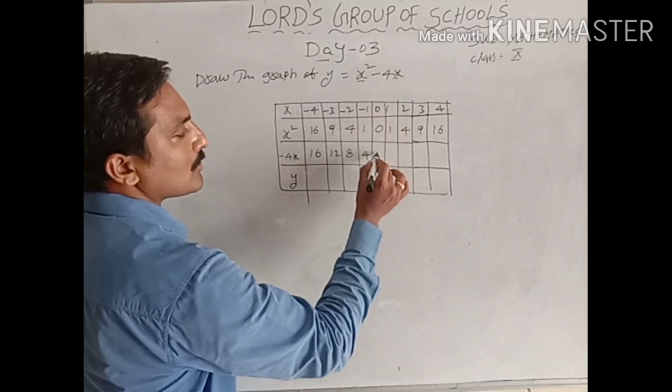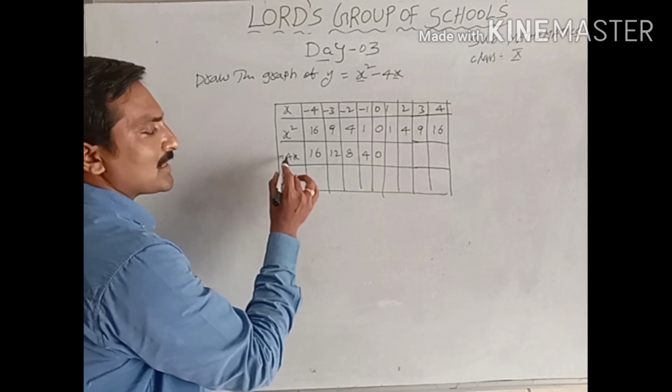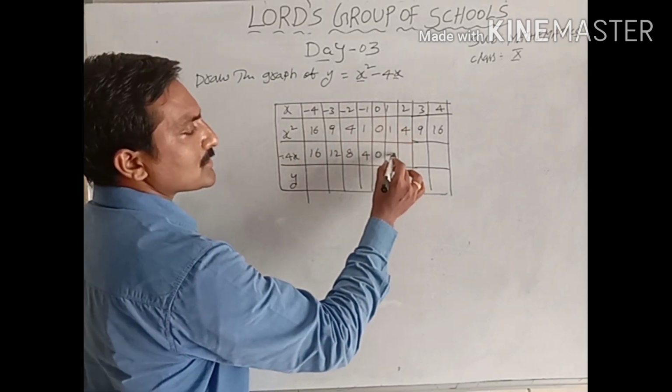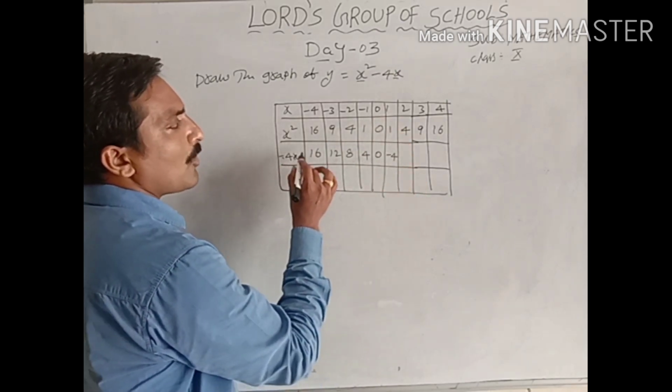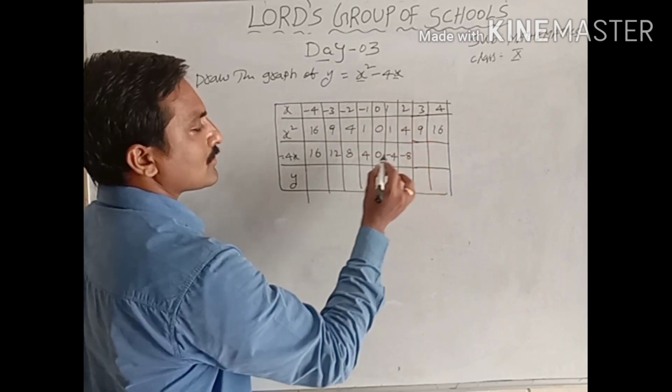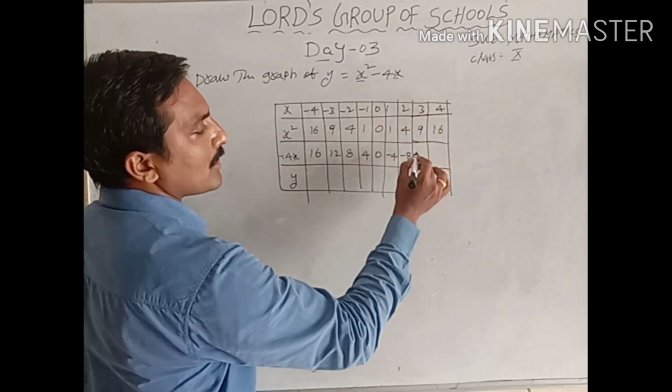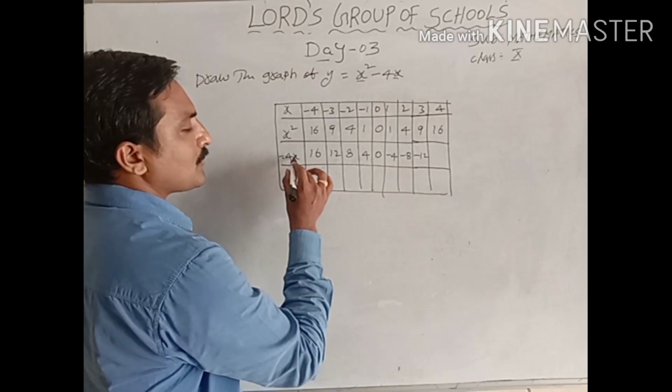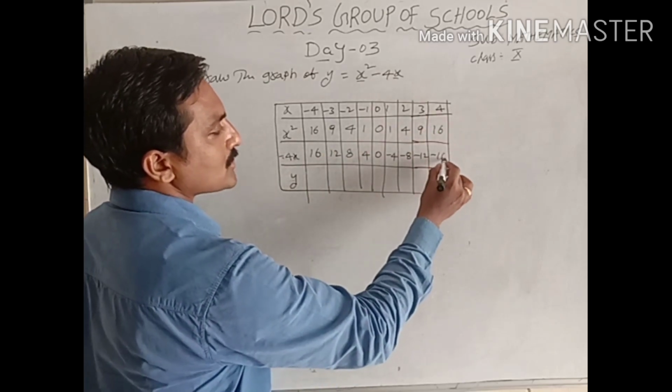Minus 4 into 0, 0. Minus 4 into 1, minus 4. Minus 4 into 2, minus 8. Minus 4 into 3, minus 12. Minus 4 into 4, minus 16.